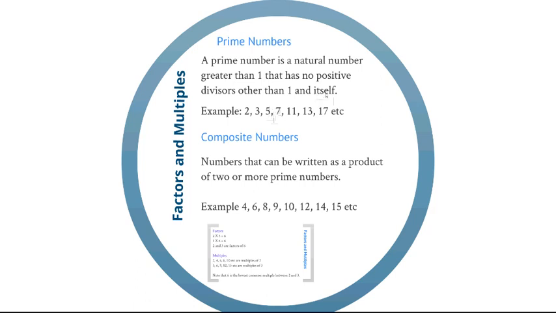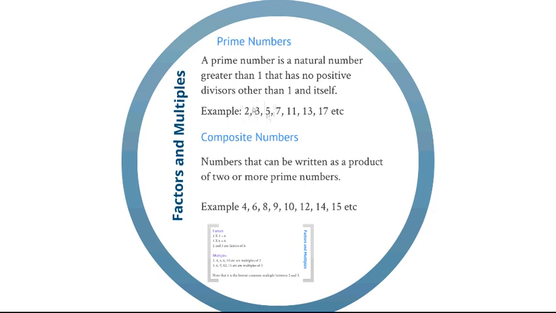5 divided by itself, 5, equals 1, and that is a whole number. 5 divided by 1 equals 5, which is also a whole number. However, 5 cannot be divided by another number to give us a whole number, so we say that 5 is a prime number. Let's look at 2.